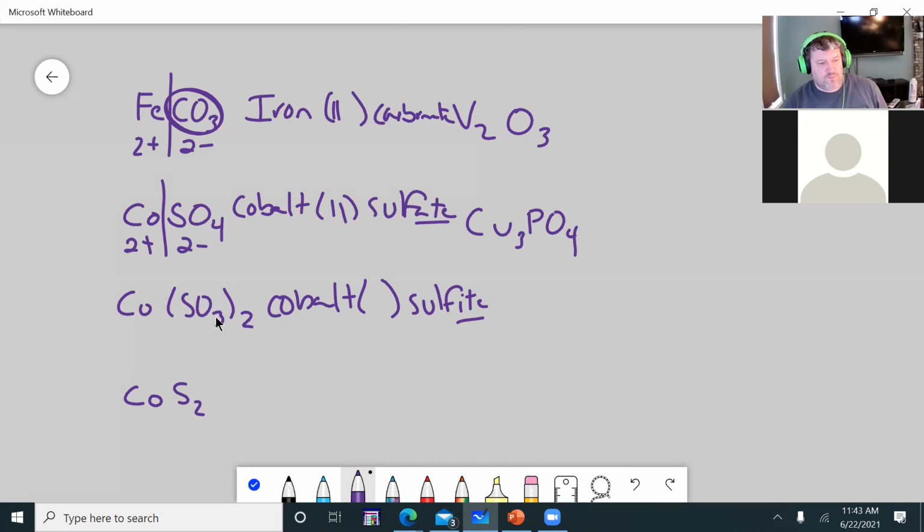Slightly different than sulfate, 4, 3. Okay, I'm gonna cut that in half. Sulfite also has a 2- charge, but there's 2 of them, 2- times 2, so an overall 4- charge. So cobalt here is a 4+. This wasn't a sulfate, this was a sulfite. This is cobalt sulfide.